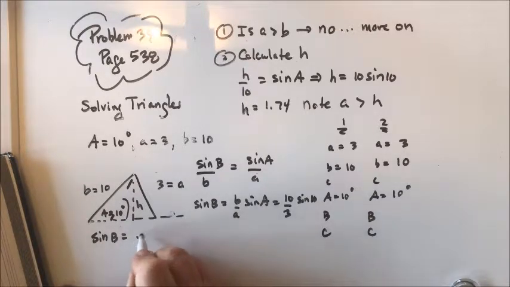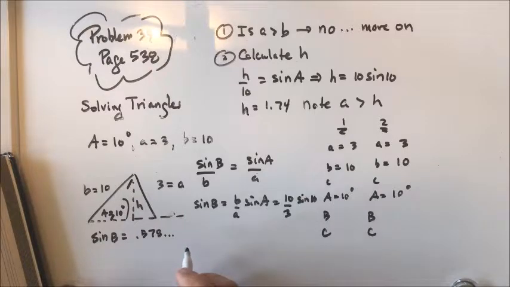And that's equal to 0.578 and change. I'm just going to take the arcsine. I wish I hadn't taken the arcsine. Let me go back. Yeah, 0.578. Okay, so with this, let's do this.